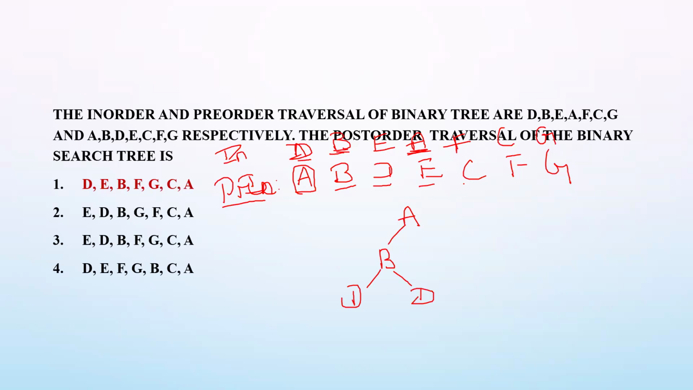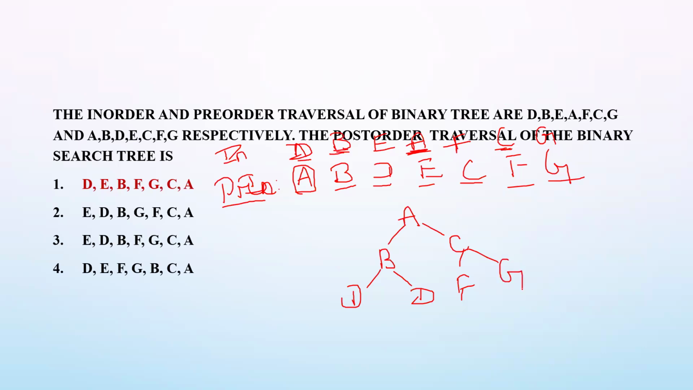Next one, C, where does it come? C is on A's right side. So F is on A's right side and on C's left side. Next one, G: A's right side and C's right side, so G comes on the right side. This is actually the tree we got.